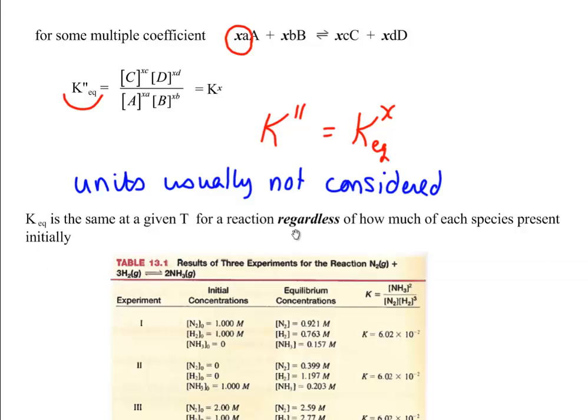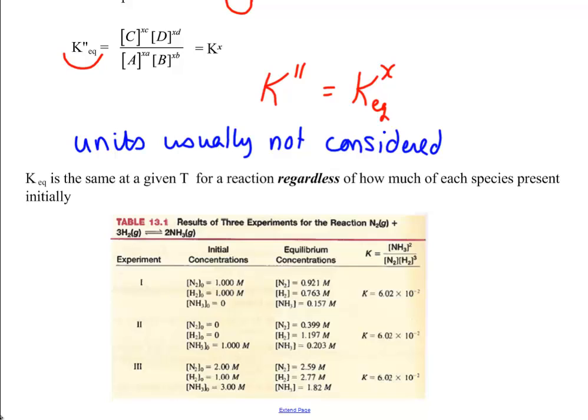So if we look at this table, we have a reaction of nitrogen plus hydrogen, and we're forming ammonia. Here's our table of initial concentrations. So in our first reaction, we start with both reactants and no products. In our second reaction, we start with no reactants and only product. In our third reaction, we start with a different amount of each. We let the reactions run, and then we look at what is the concentration of each species at equilibrium.